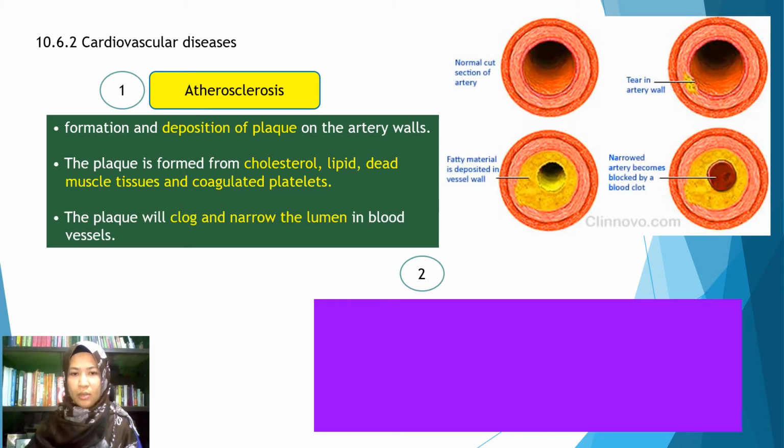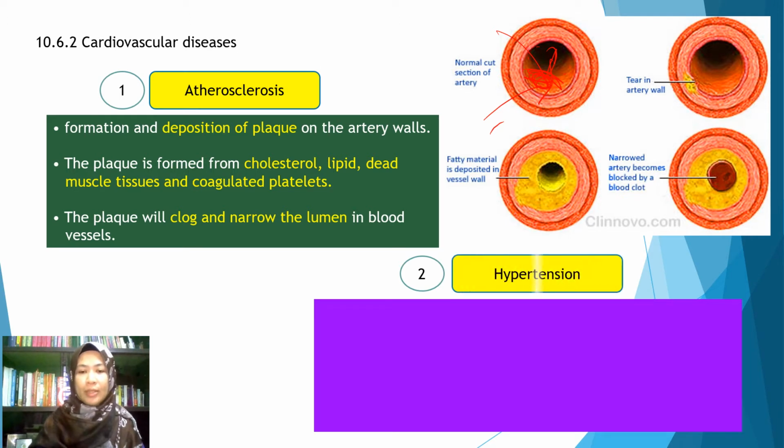You can see here on the inner artery. Dalam, bahagian dalam, bukan luar. So this plaque forms from cholesterol and lipid, dead muscle tissue, even the coagulated platelets. Gumpalan platelets. So now the plaque will narrow the artery. Dia akan menyempitkan bahagian arteri. For sure, the blood flow will be restricted.